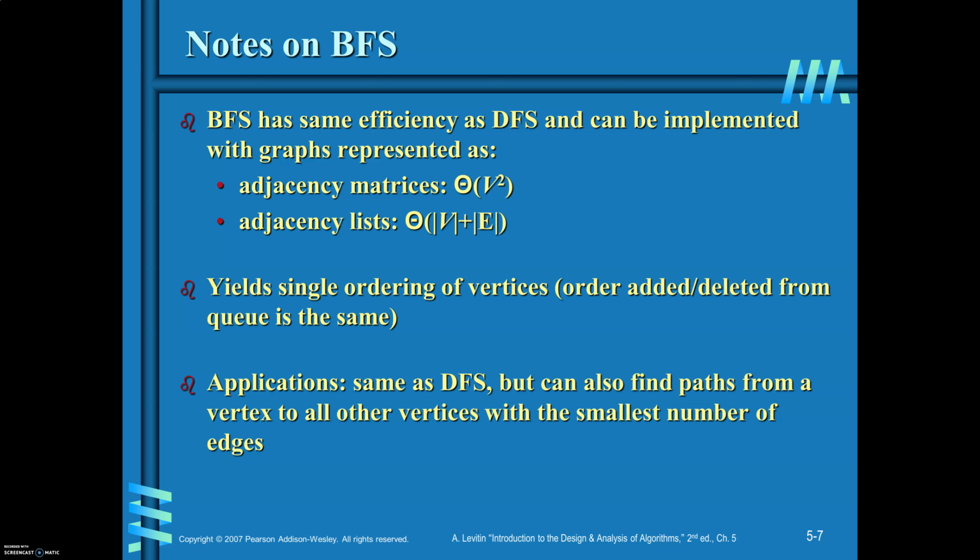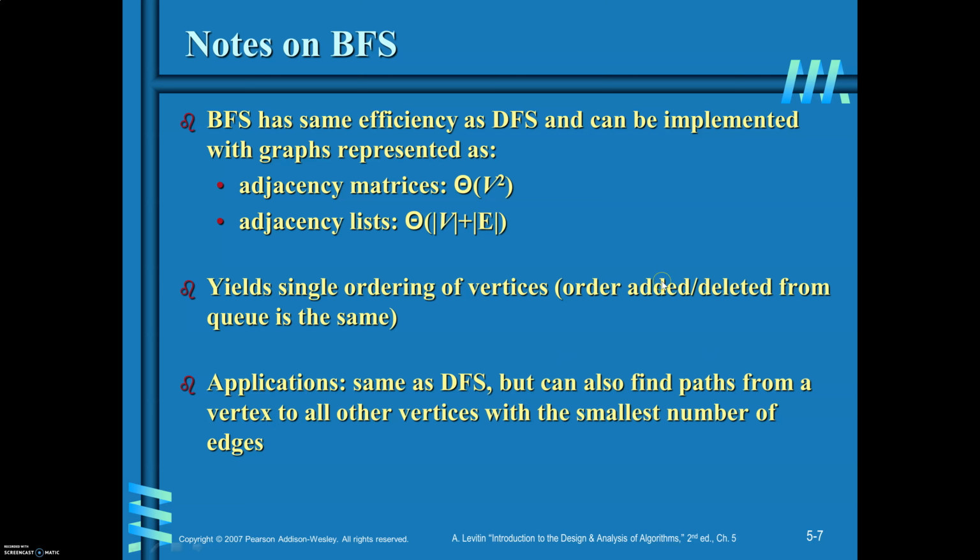So the BFS algorithm is similar to DFS. When it is implemented using an adjacency matrix, then the complexity is theta of v square, and when it is implemented using an adjacency list, the complexity is theta of modulus of v plus modulus of e. This yields a single ordering of vertices, that is, the order in which you are adding the vertices into the queue, in the same order you are deleting from the queue.